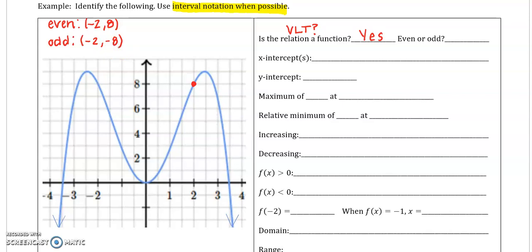Okay, so now I'm going to check to see if either of these points are on my graph. So if I look for -2, 8, that is a point on our graph. And even looking at this, we can see that this graph is symmetric about the y-axis. So that lets me know that this is going to be an even function.